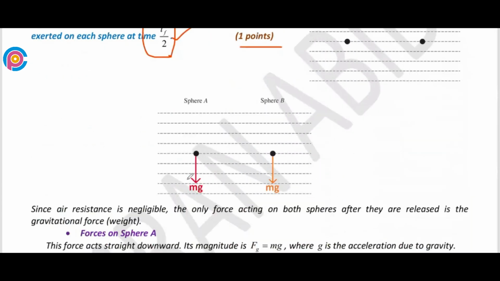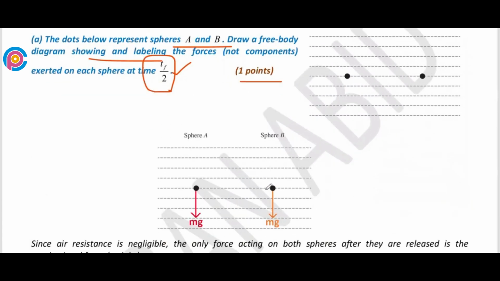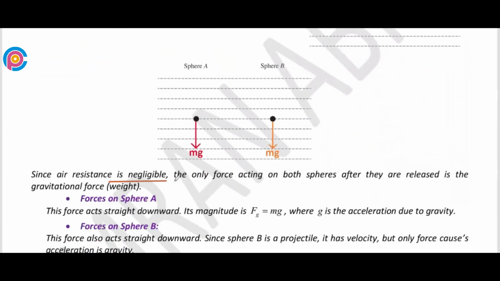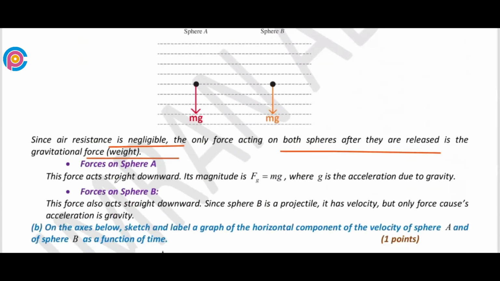At that moment, only the force of gravity is acting on each body: m1g for sphere A, m2g for sphere B. No other force, frictional force and air resistance are negligible. The only force on both spheres is the gravitational weight force. The force acts downward as we see in the figure, with magnitude Fg equal to mg, where g is the acceleration due to gravity. On sphere B it is also straight downward. Sphere B is a projectile. It has velocity, but the only force causing the downward motion is gravity.